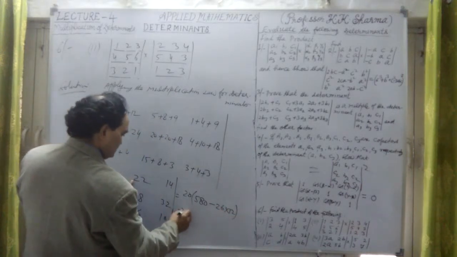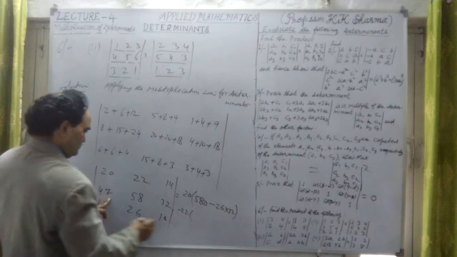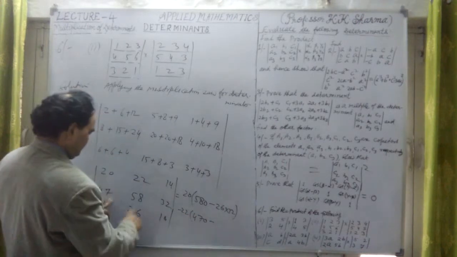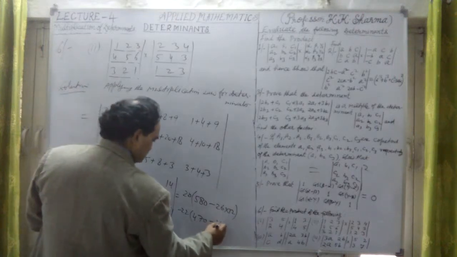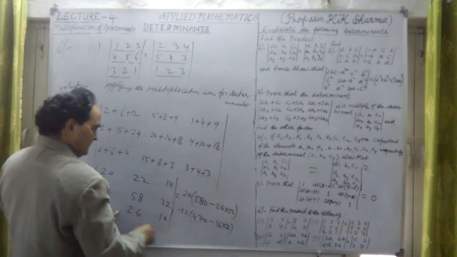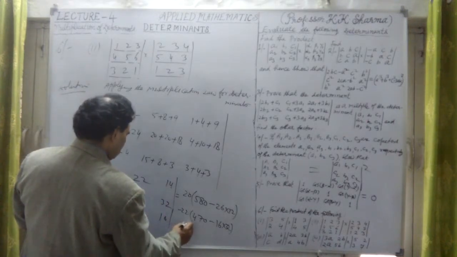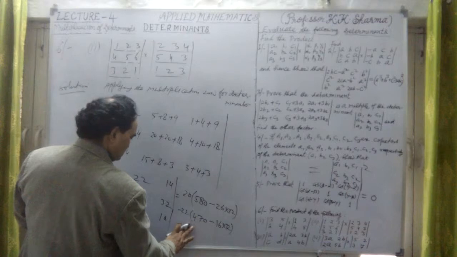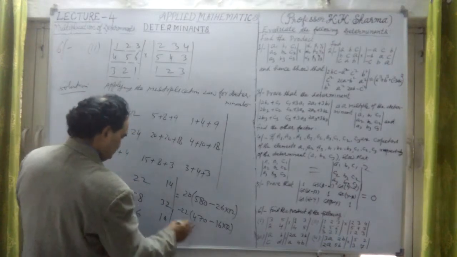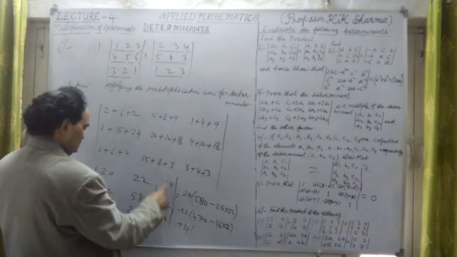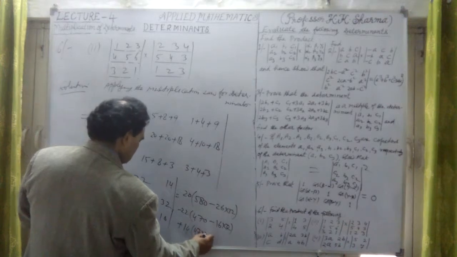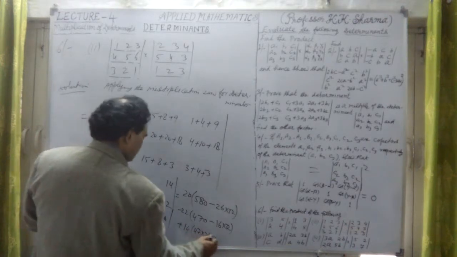And minus 20 into 47 into 10 is 70. Minus 16 into 30, this. Okay, then plus 14. Plus 14 here. The third element is plus 14 into this row, which comes from 47 into 26 minus 58 into 16.